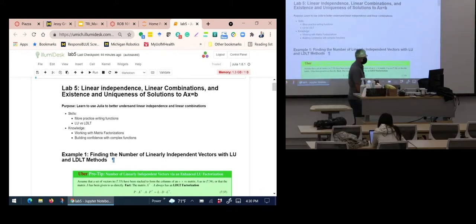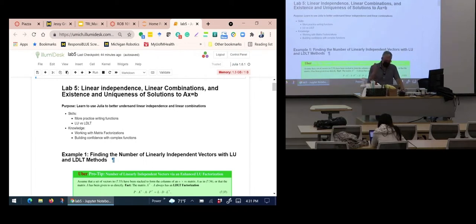Okay, so what we're going to do here is reinforce material that's been covered in the lecture, and then give you practice to build functions that will help you check if a set of vectors is linearly independent.